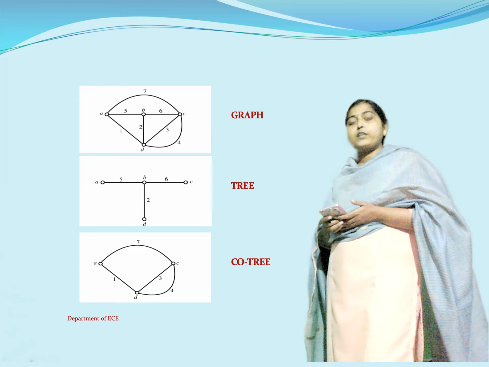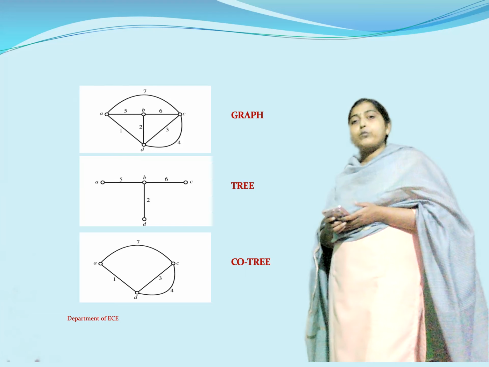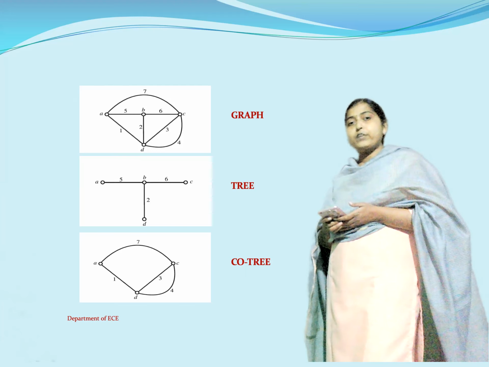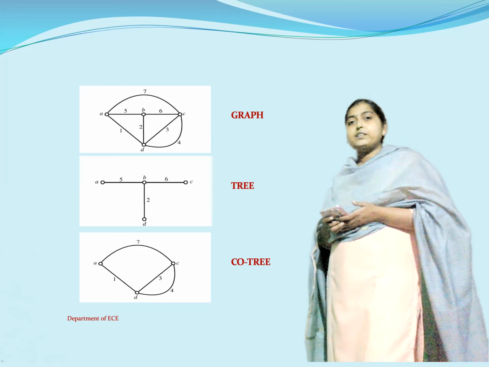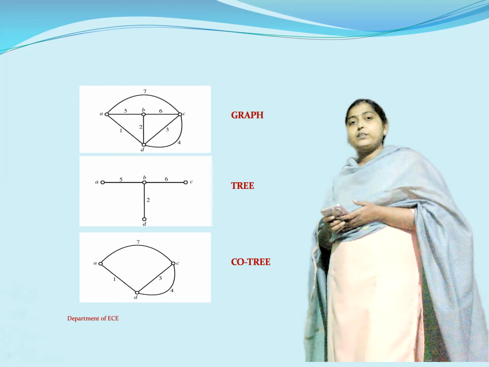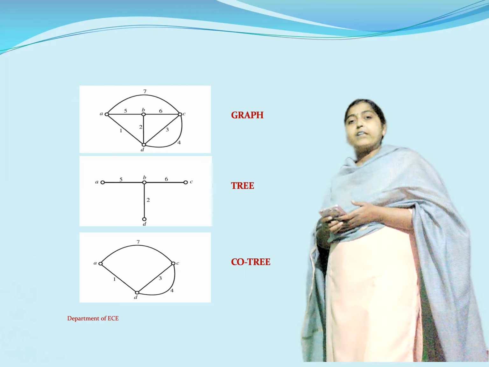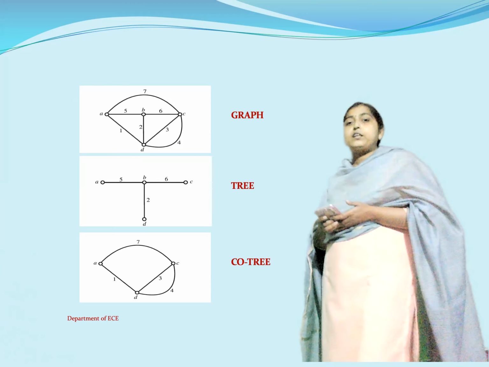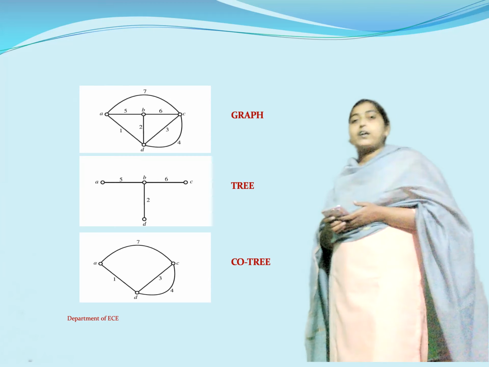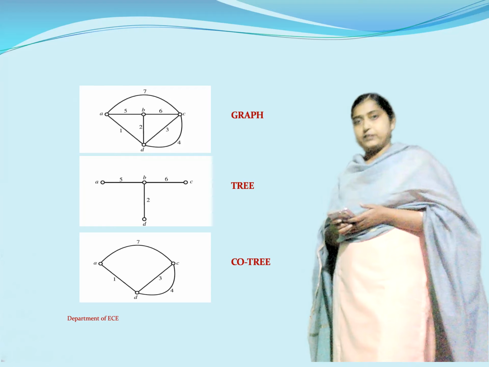So if you consider this, I have to remove 4 branches because I have to get 4 links here. So for this graph, this is one type of tree. So it is not compulsory that this has to be the tree. You can draw any tree because, as we know, every network graph has n number of trees, right?